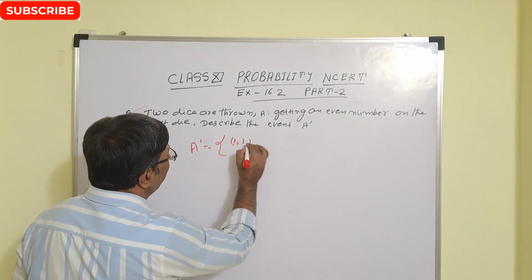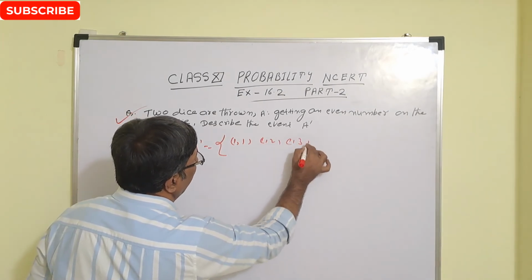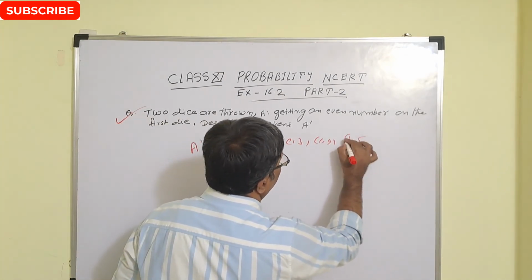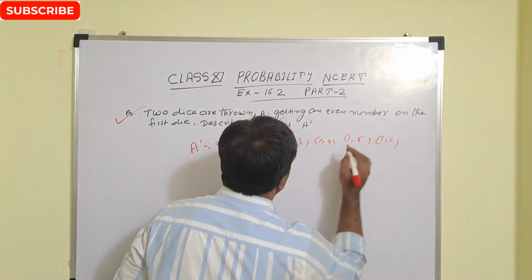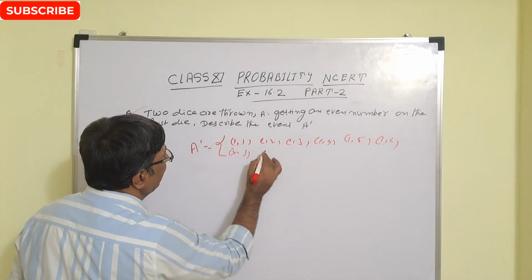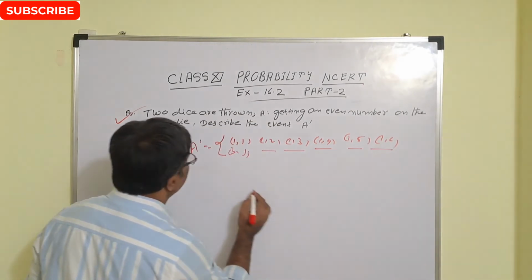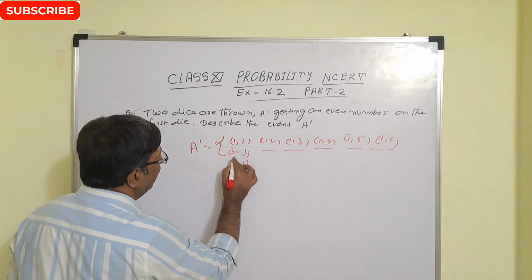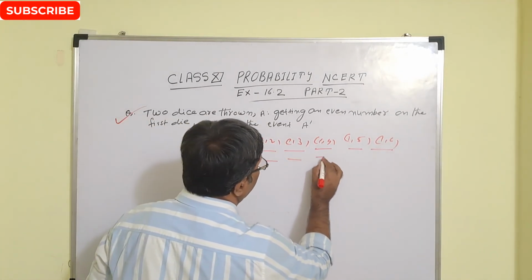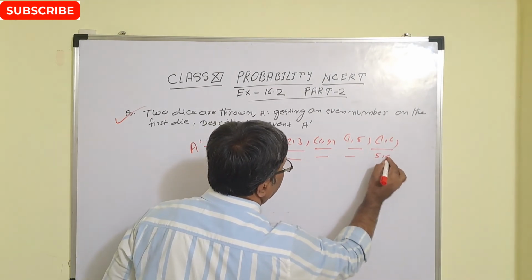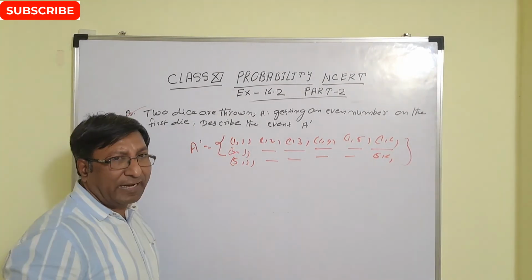Just like 1 1, 1 2, 1 3, 1 4, 1 5, 1 6. Again this is 3 1, 3 2, 3 3, 3 4, 3 5, 3 6. Again here 5 1, 5 2, 5 3, 5 4, 5 5 and 5 6. These are the correct answers.